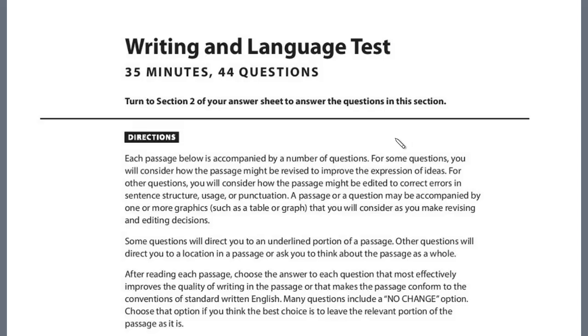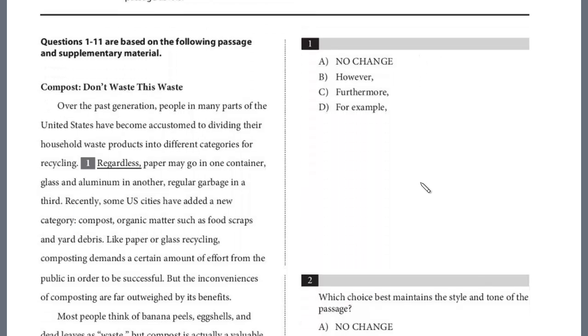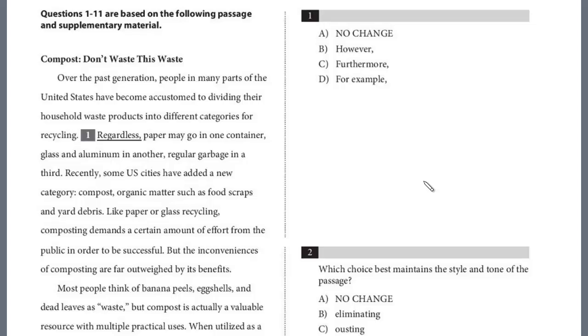In this lesson, we'll begin a review of Writing Test 8, Section 2, and we have the first of 4 passages, 11 questions each. Compost, don't waste this waste. Over the past generation, people in many parts of the United States have become accustomed to dividing their household waste products into different categories for recycling. Regardless, paper may go in one container, glass and aluminum in another, regular garbage in a third.